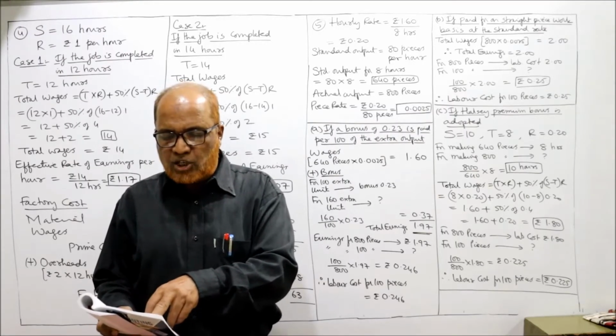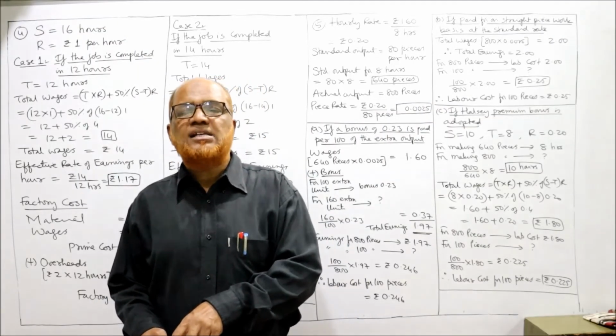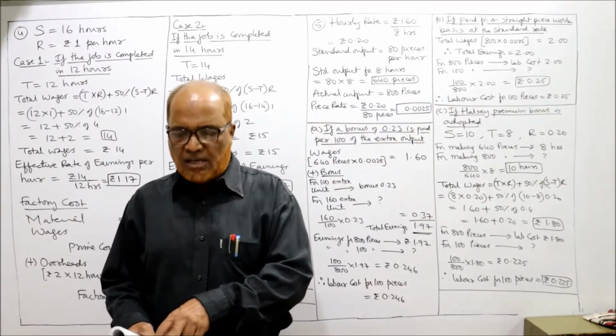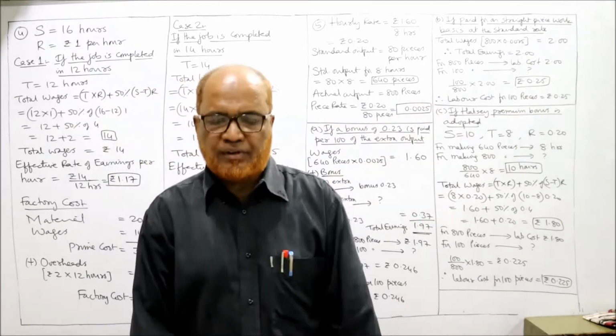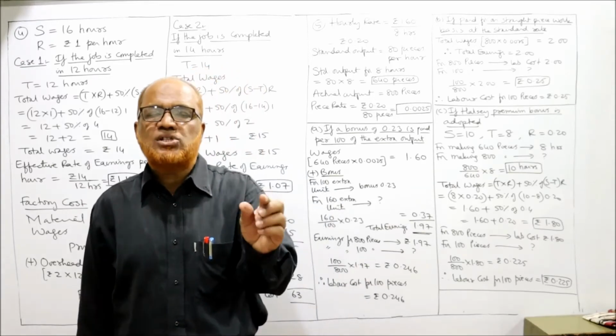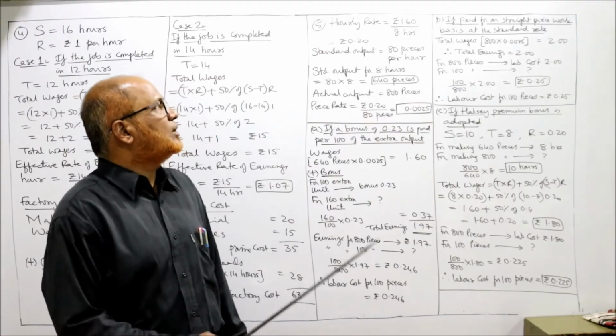First, bonus of 0.23 for extra output. Second question: if he is paid on a straight piece rate basis at the standard rate. Third: if the Halsey premium bonus is adopted, 50-50. 50-50 means 50% of time saved. That's it. Now carefully see here.